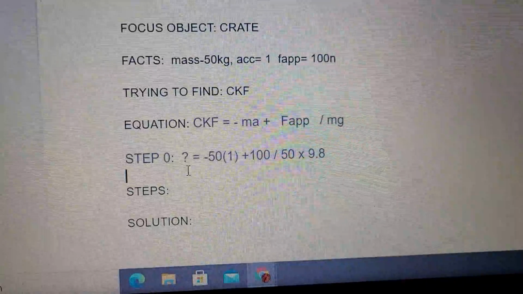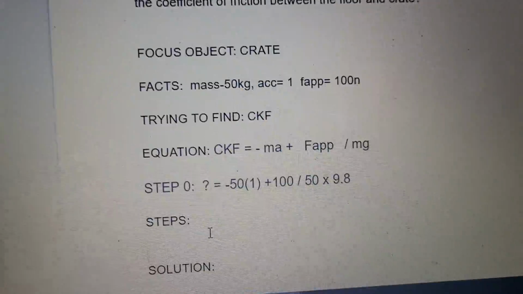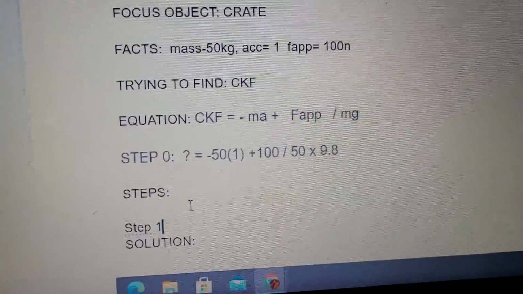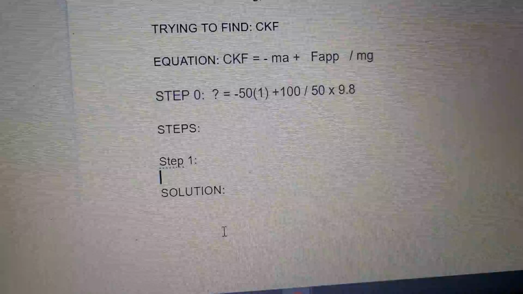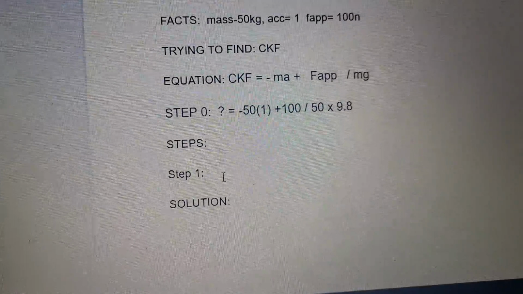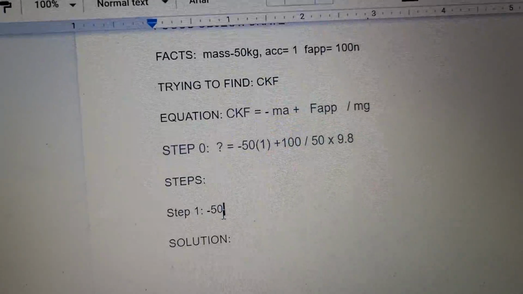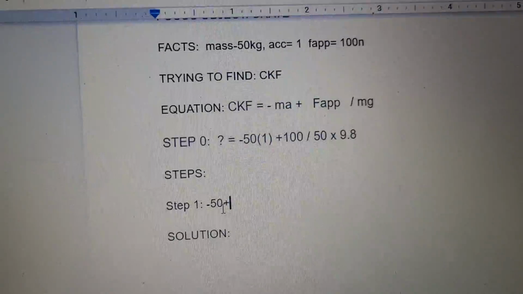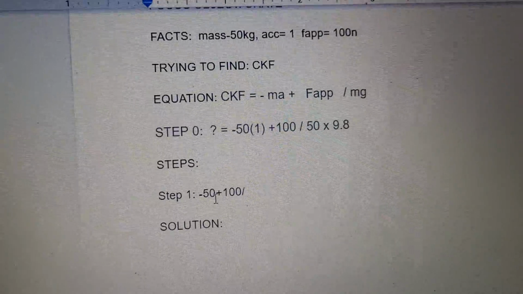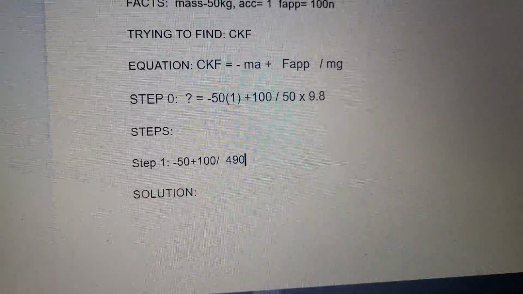Okay, so now that you have your step 0, you go into your steps. You go to step 1. You see your blueprint, you attack that blueprint. Step 1 is pretty simple for me. I'm going to multiply negative 50 with 1, which gives me negative 50 plus 100. And then I'm going to do 50 times 9.8. When I do that, I get 490. So this is what I have now.